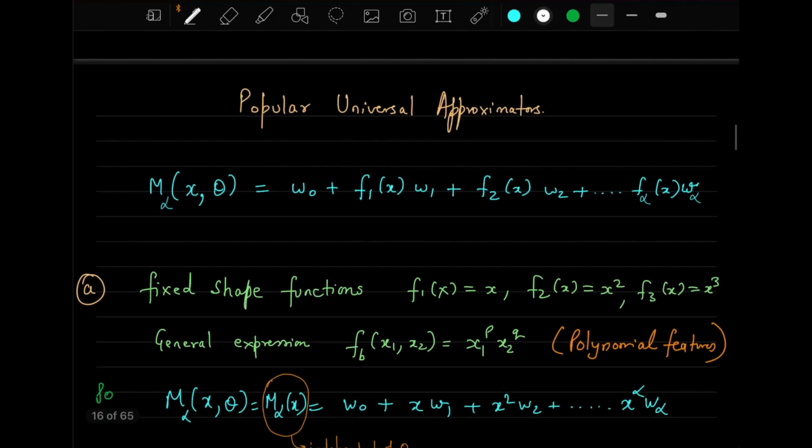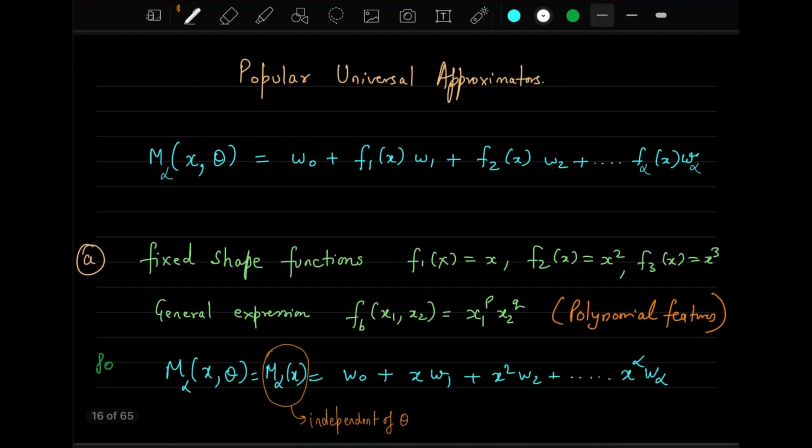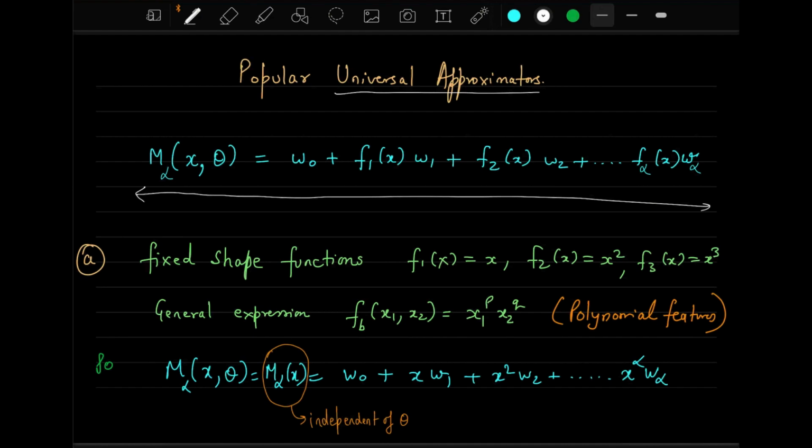So now the important thing is, what are the different universal approximators that are available? As you can recall, this is the model that we were discussing, m alpha x theta, where alpha is the capacity, running from alpha equal to 0, alpha equal to 1, alpha equal to 2. As alpha increases, the number of terms increases. So for alpha equal to 1, we have only this term. For alpha equal to 2, we have this along with all these terms. It increases, as is evident from this particular equation.